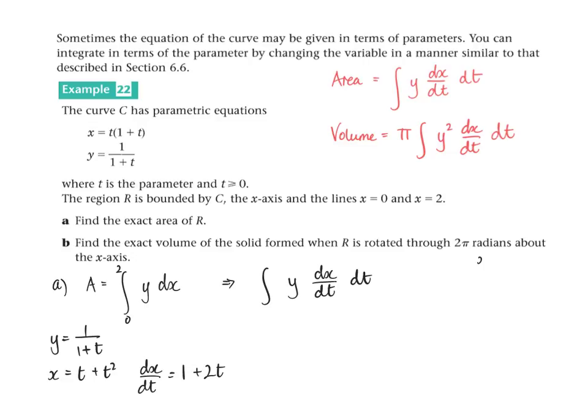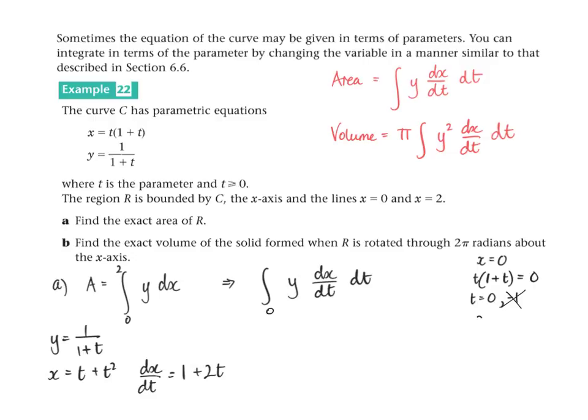So when x is equal to 0, then that means that t times 1 plus t is equal to 0. So t is equal to 0 or minus 1. But we're told, if you look in the question, we're told that t is greater than 0. So we're going to take on the value of 0 there. So that becomes 0.